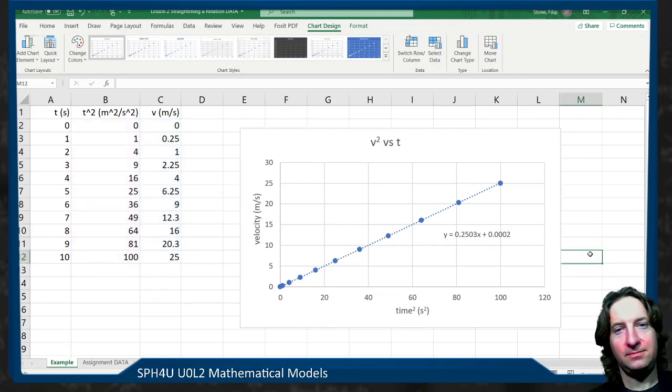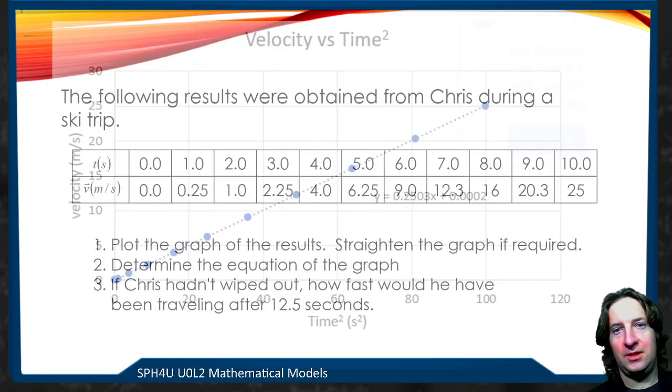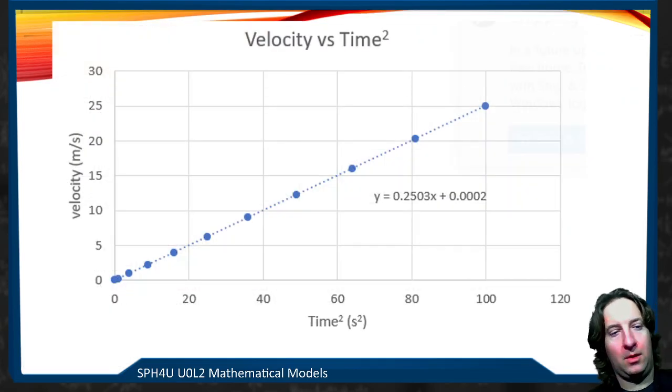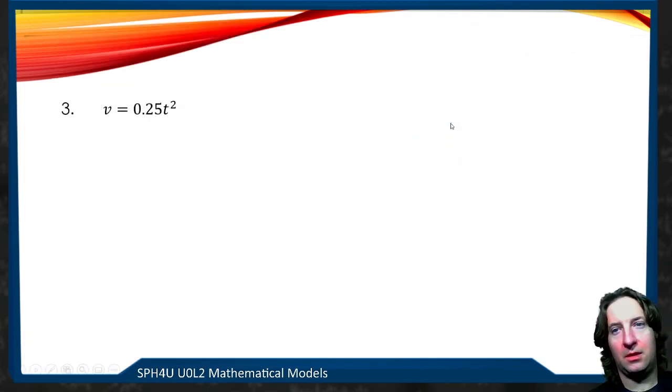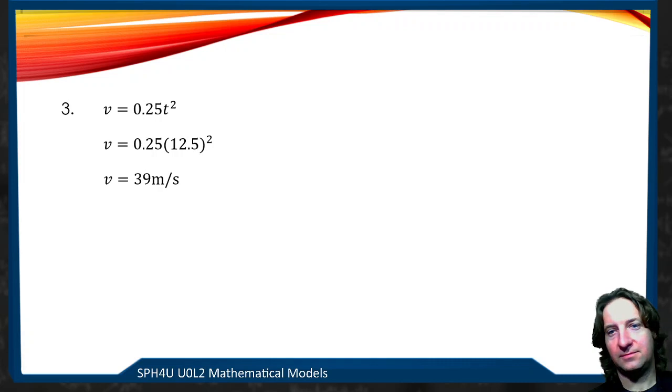All right. So I can come up with my graph here. Or another way I can say this is that v equals 0.25 t squared, because my x-axis was t squared. Okay, and then from there I can actually answer number 3, which was what is the velocity at 12.5 seconds? Yeah, so I replace t with 12.5 seconds, and I come up with a velocity here of 39 meters per second.